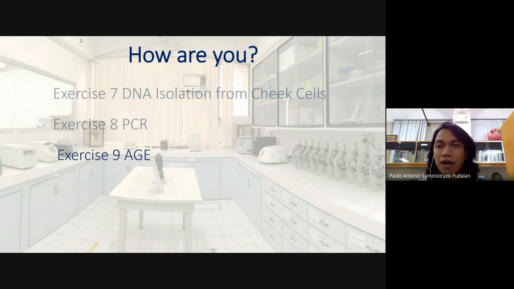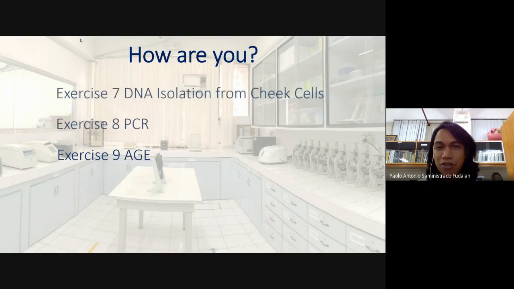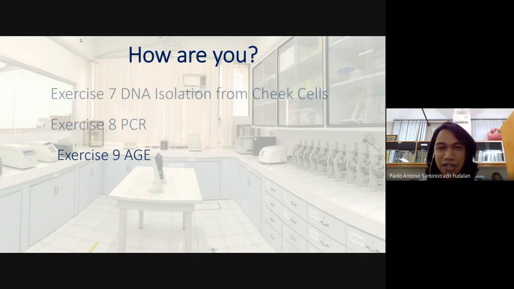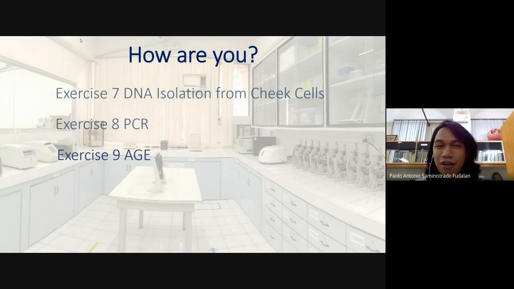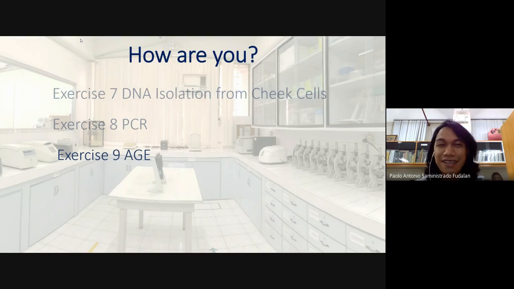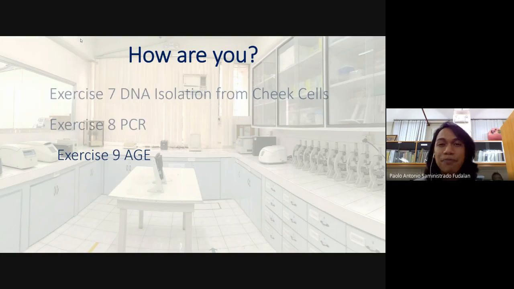But in reality, if you are working in the laboratory, when you do DNA isolation, it doesn't end with just DNA isolation. You do something with the DNA. And that's what we did in exercise 8, in the polymerase chain reaction. And the product of PCR is also not the final. So the last part of the workflow will be exercise 9, to be done next week, and that's agarose gel electrophoresis. So for this afternoon, let us review what was done in exercises 7 and 8.